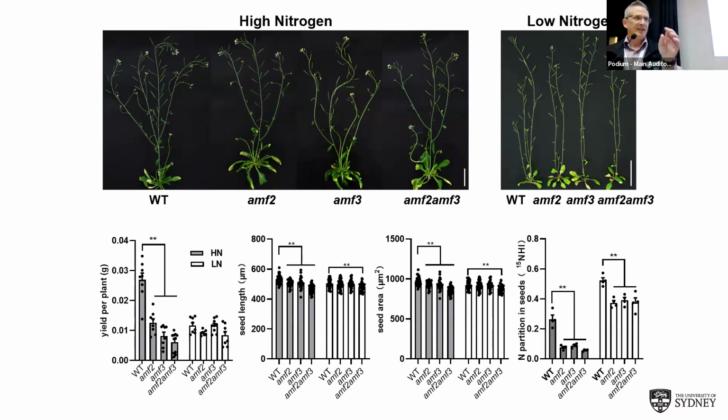So even on the single mutants, AMF2, AMF3, and the double mutants, you start to see a reduction in yield per plant, and a reduction in seed length in Arabidopsis. It's a challenging thing to measure, of course, for small seeds. Seed area too, and particularly if you use a pulse chase N15 feeding experiment, you start to see a real dramatic drop in partitioning of N15 to developing seeds.